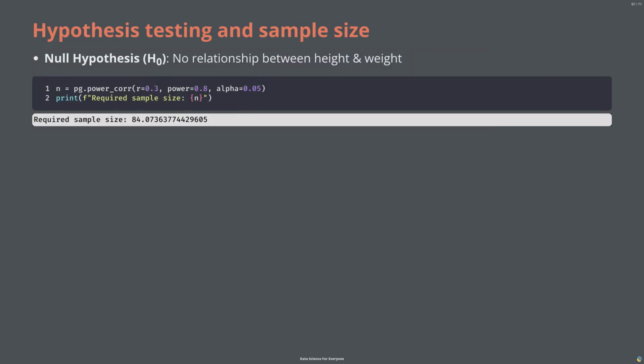Let's say we expect a monotonic relationship between heights and weights. We want to test this across both genders. The null hypothesis is that there is no monotonic relationship between the heights and the weights. To determine the required sample size, we use the power_cor function from the pingouin package. To detect a correlation of 0.3 with 80% power at a significance level of 0.05, we'd need 85 participants. But luckily, we have 500 participants.